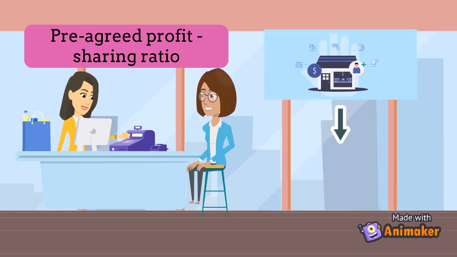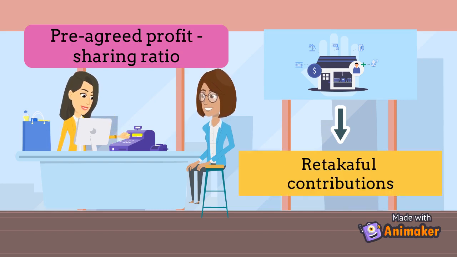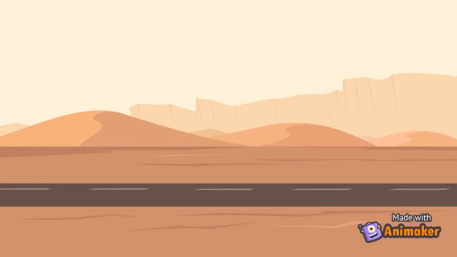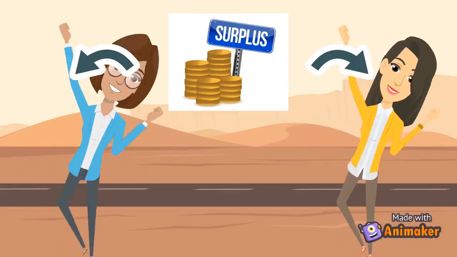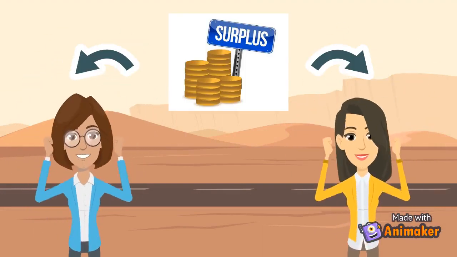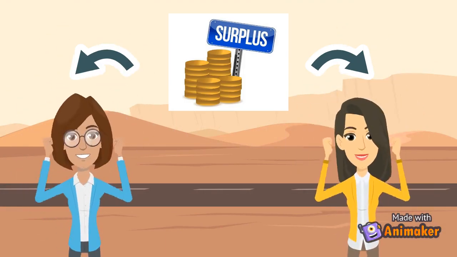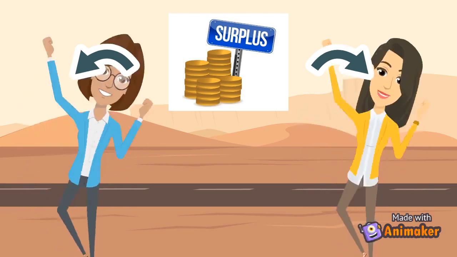The amount in Mrs. Liana's special account is used for paying her claims, retakaful contributions, reserve, and management expenses. At year-end, the surplus is distributed to Mrs. Liana. In a modified Mudharabah model, the surplus is shared between Mrs. Liana and Prudential BSN.